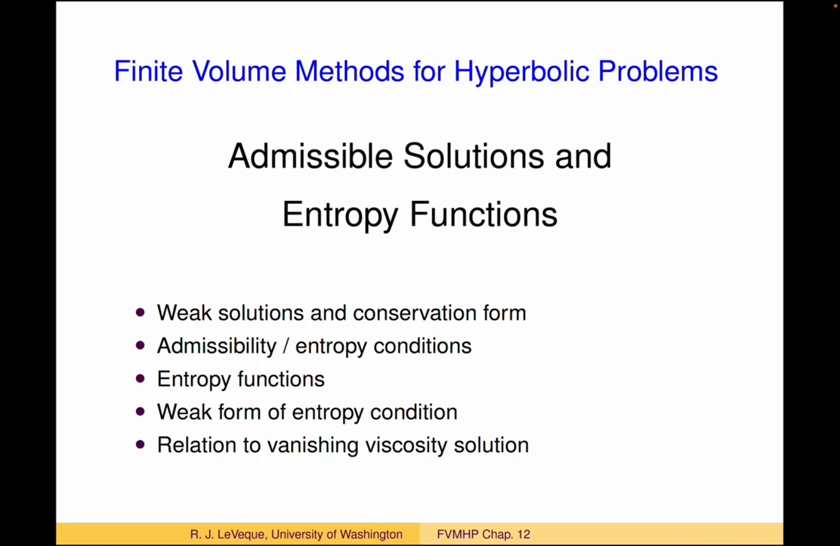And then we'll look at the weak form of the entropy condition and how that relates to the vanishing viscosity solution and how you can show that satisfying a certain kind of entropy condition guarantees that you're converging to the right vanishing viscosity solution.